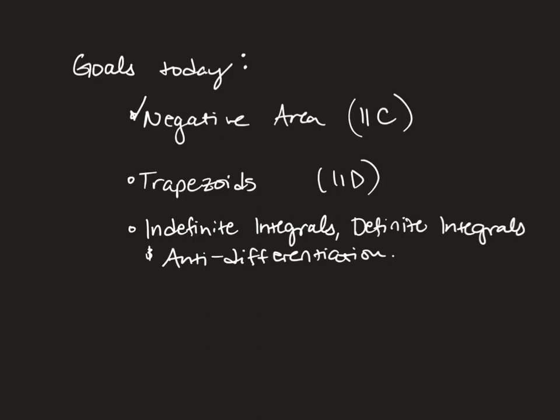Okay, on Tuesday this week, what we covered was negative area and trapezoids. Those were 11C and 11D in your book. And then the big thing is indefinite integrals, definite integrals, and antidifferentiation. So this is like the backwards of derivatives.